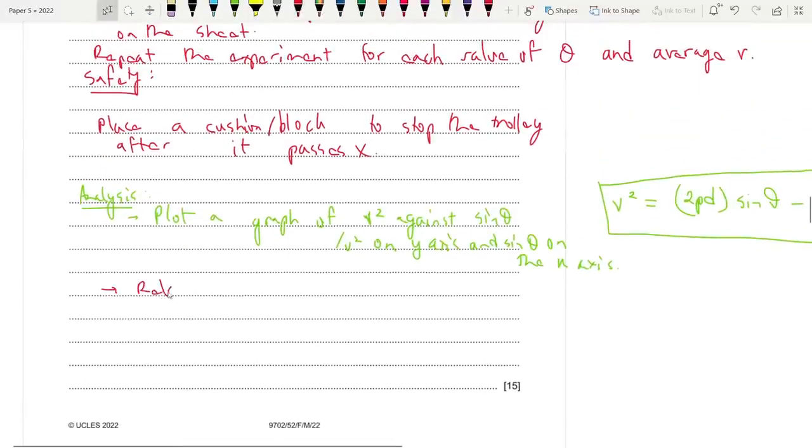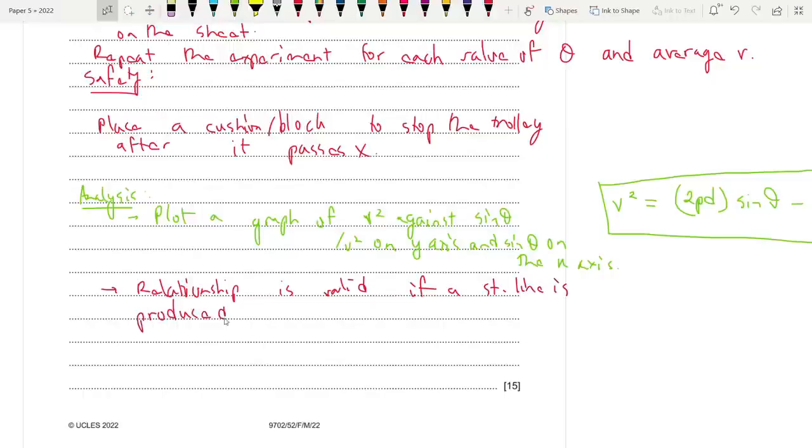You have to say that the relationship is valid if a straight line is produced not passing through the origin, that does not pass through the origin, because we do have an intercept. Okay, not passing through the origin, that is all.